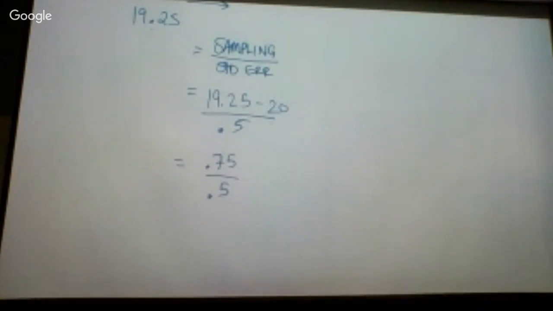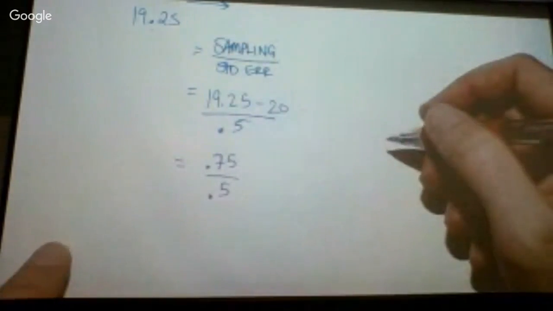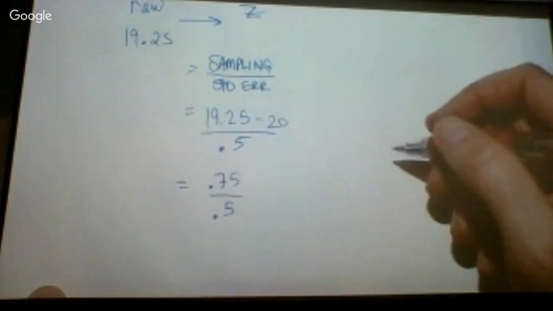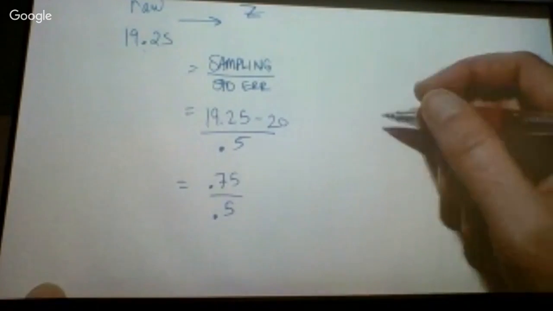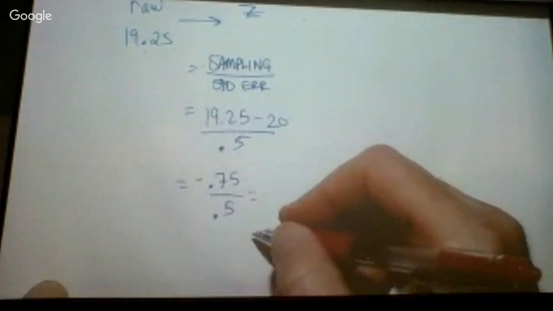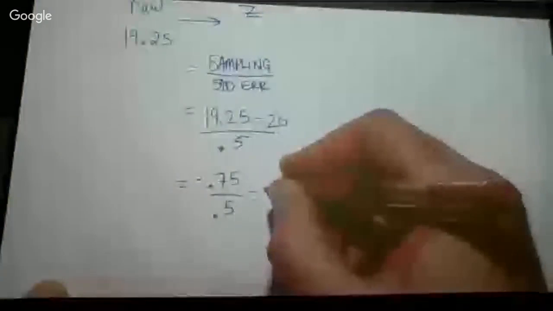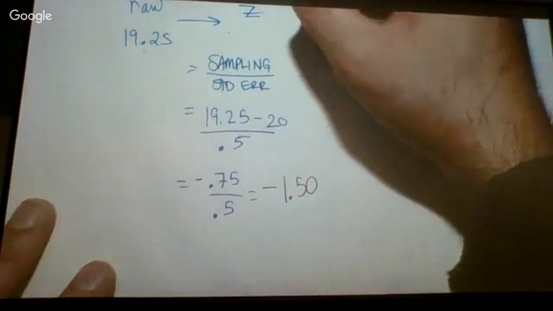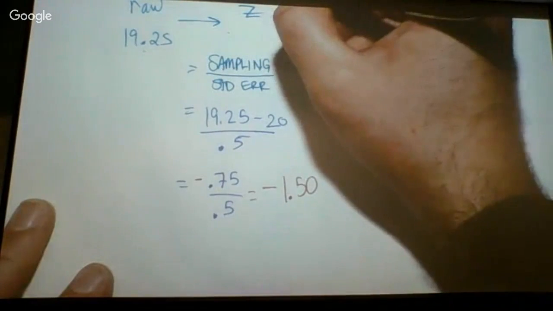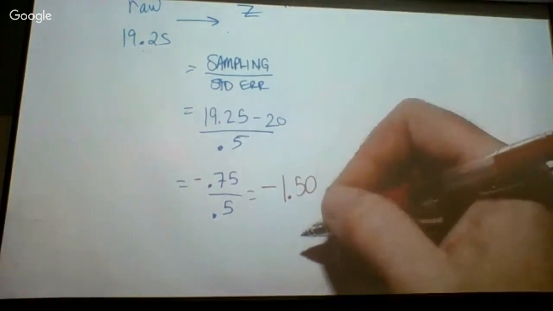What's up, Mary Claire? Oh, I was going to say the answer. Did I do something wrong? Oh, wait, no. Negative. It is negative. Thank you. Yeah, our z-score is negative. What is that? 1.5? 1.25? Somewhere over here, 19.25 gets us a z-score of negative 1.50.